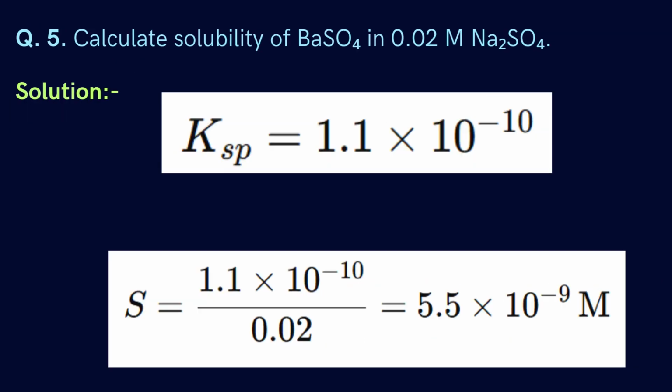Next, fifth question is, calculate solubility of BaSO4 in 0.2 molar Na2SO4. The solubility product of BaSO4 is 1.1 into 10 to the power minus 10. The solubility will be calculated by dividing the value of Ksp by 0.02. The answer will be 5.5 into 10 to the power minus 9 molar.